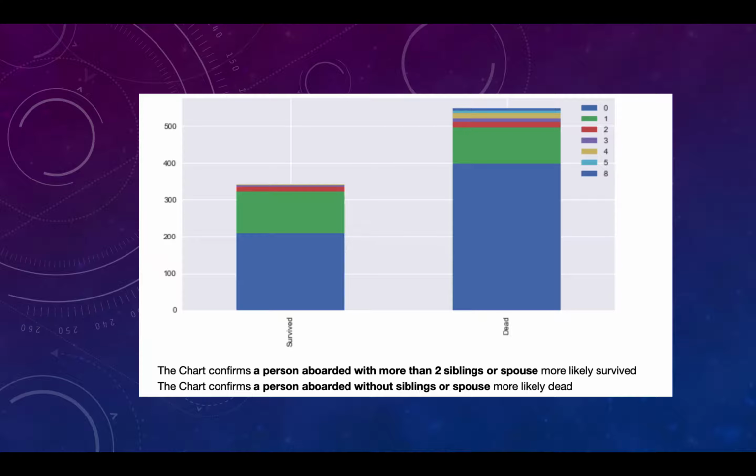And we also have one column in the data which is called sibling and spouse. So we can also conclude that a person aboard with no siblings or spouse is more likely to die, and a person aboard with more than two siblings and spouse is more likely to survive in the chart.